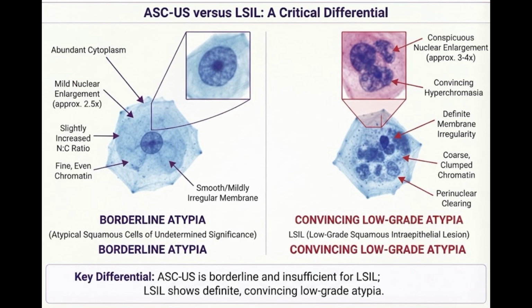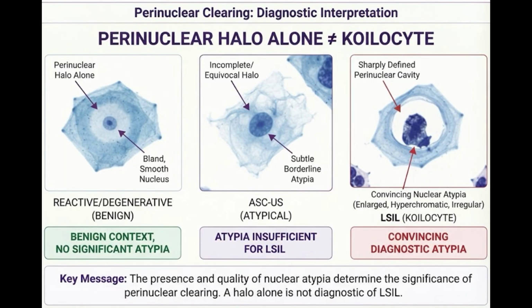In LSIL, nuclear enlargement is generally more conspicuous, with convincing hyperchromasia, definite nuclear membrane irregularity, and more clearly abnormal chromatin. Koilocytic change must also be interpreted carefully. A perinuclear halo alone is not a koilocyte. Perinuclear clearing may occur in reactive or degenerative cells and may also be incomplete or equivocal in ASCUS. A convincing LSIL interpretation requires appropriate accompanying nuclear atypia. The nuclear abnormalities are more diagnostically important than the halo itself.